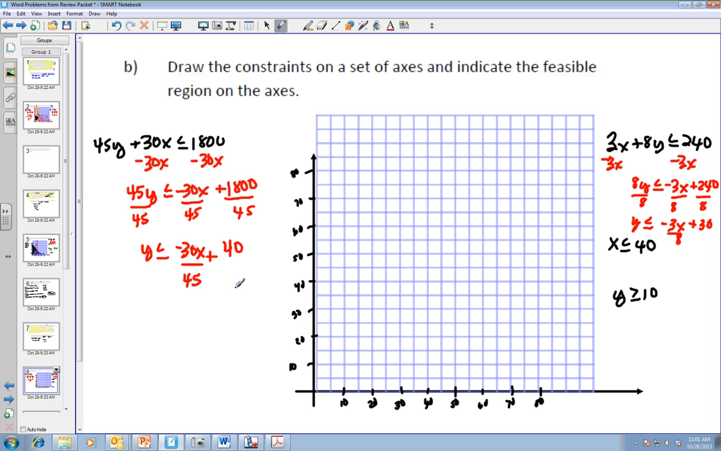All right, so let's graph this one first. Y is less than or equal to negative 30x over 45 plus 40. So my y-intercept is 40. My slope is negative 30 over 45. So you see now why I kind of left it? That's negative 30. Here's 10, 20, 30, to the right 45, right there. Okay, so I'm going to go ahead and connect those.